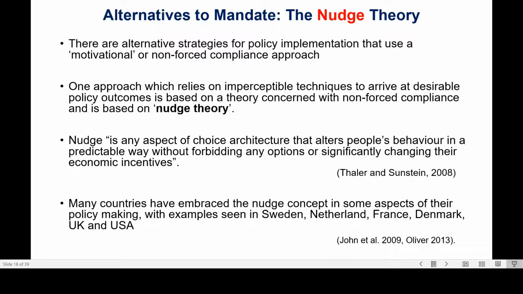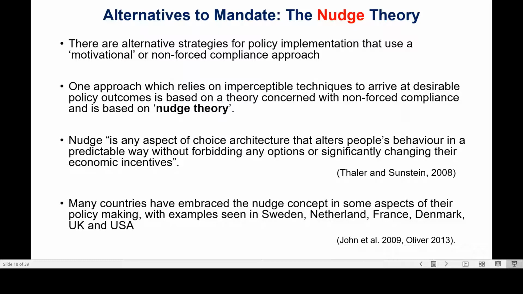Nudge, for example, like when you hit someone with your shoulder and push him towards the pathway or something like that, you're nudging someone. Nudge is an aspect of choice architecture that changes people's behavior in a predictable way without forbidding them from doing something else or changing their economic incentives. Many countries have adopted nudge as a way of changing behavior in their society. Rather than force people to do something, they nudge them to do that thing. From the English word nudge, that's why nudge theory came about.